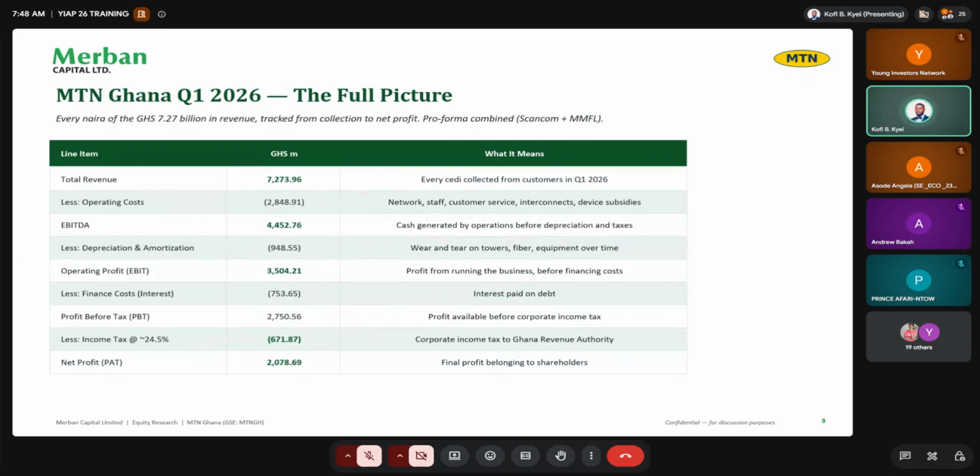So this is the line by line procedure when it comes to the income statement. Revenue, operating costs, then you come to the cash that is normally analyzed. No, this is not the free cash flow calculation. So you take out depreciation and amortization, and you take out the finance costs, and then the taxes. You come to 2 billion Ghana cedis.